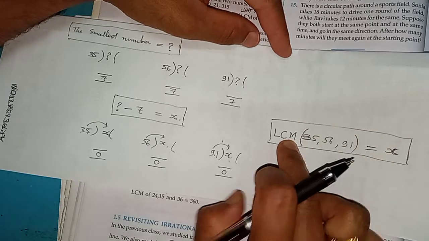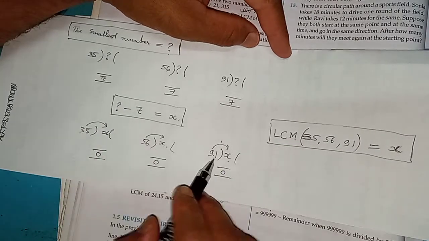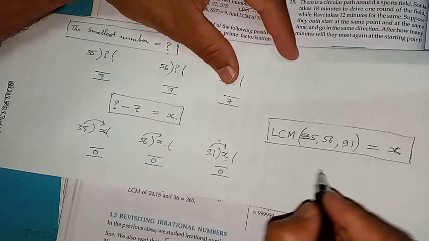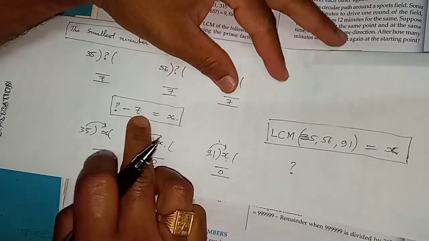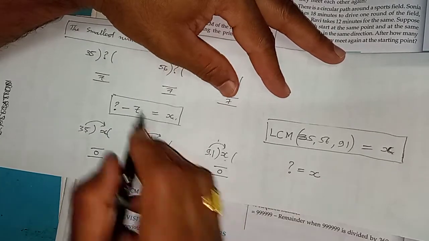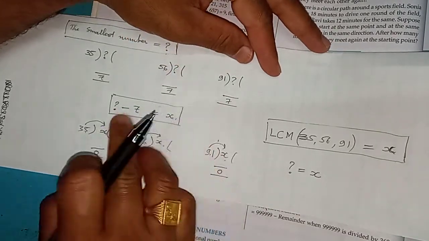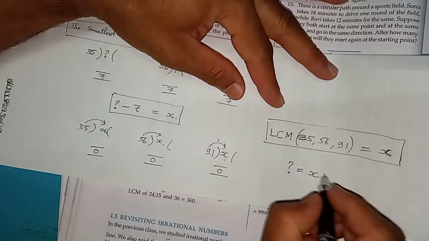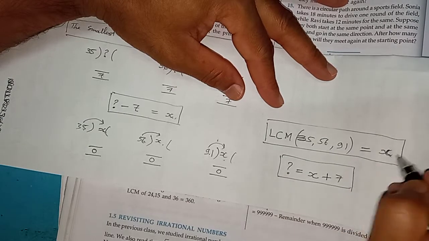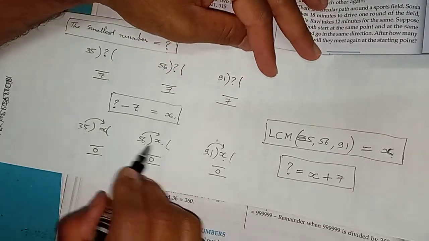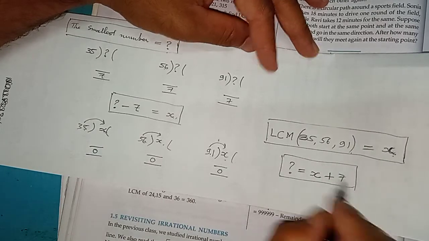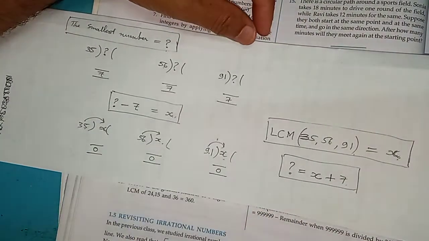If you find the LCM of 35, 56 and 91, you'll get a number x. X is not the required number. Now to find the required number from this x, the minus 7, if you take it from the left side to the right side, becomes plus 7. That means the required number will be whatever LCM you get of these three numbers, 35, 56, 91, and if you add 7 to that number, this will give you the required smallest number. Okay, so that's the working plan.